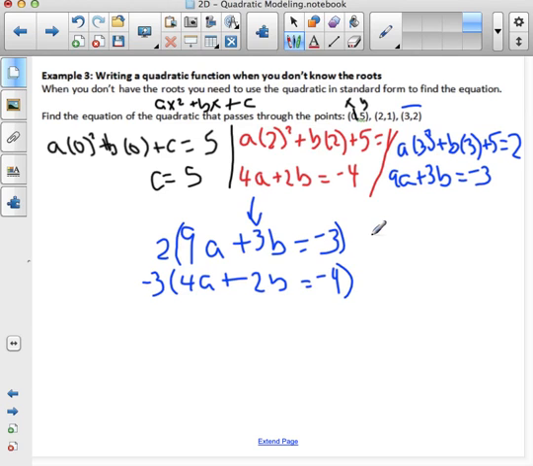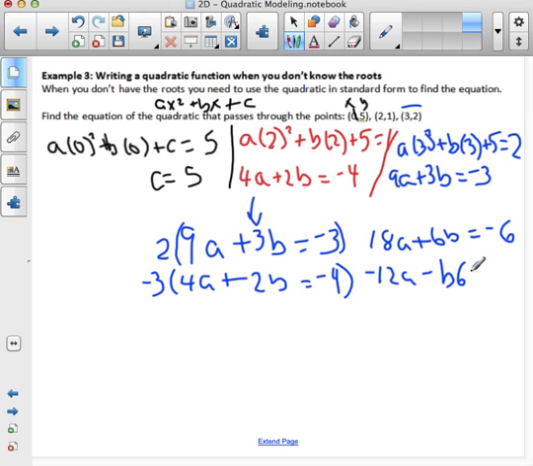All right, so multiplying the whole equation, we now have 18a plus 6b equals, don't forget to multiply the number on the end, -6. Multiplying this whole equation by -3, we get -12a minus 6b.